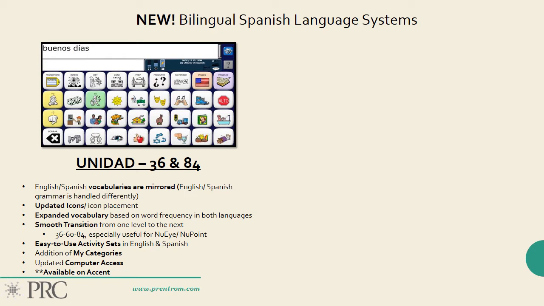Because Unidad can go as low as 36 locations, there are some nice smooth transitions between 36, 60, and 84, which I find particularly useful for somebody who's learning a new access method like NUI or NewPoint. Unidad takes some of the new features in Unity 2.0 that we'll hear about in a minute, including some activity sets using Vocabulary Builder, the addition of My Categories, and updated computer access pages. Unidad is available on all three of our accent devices, the 800, 1000, and 1400.